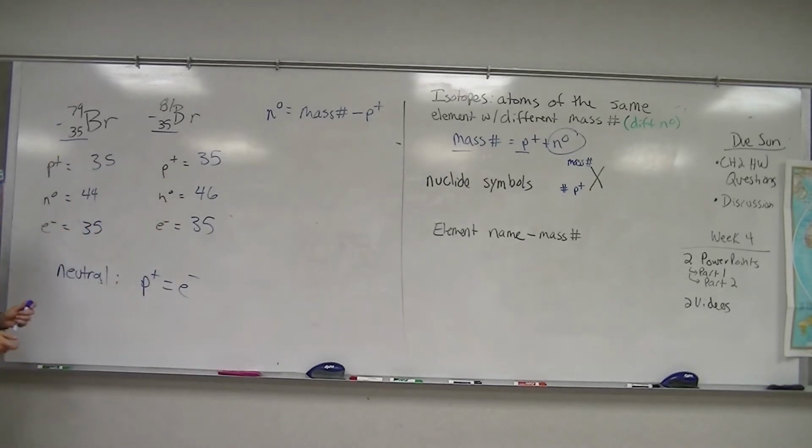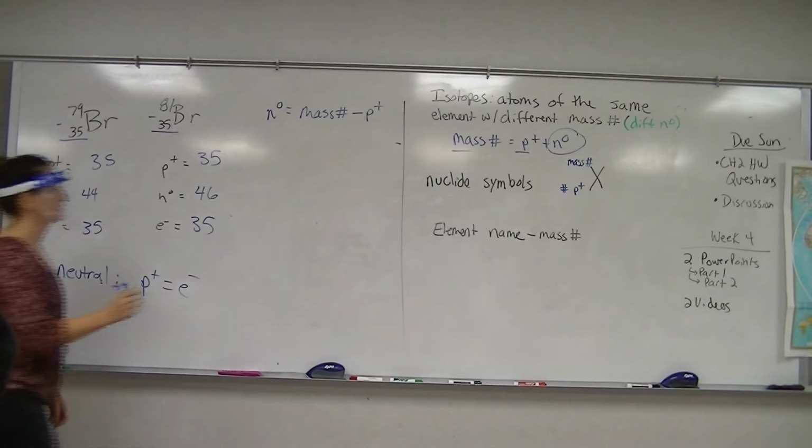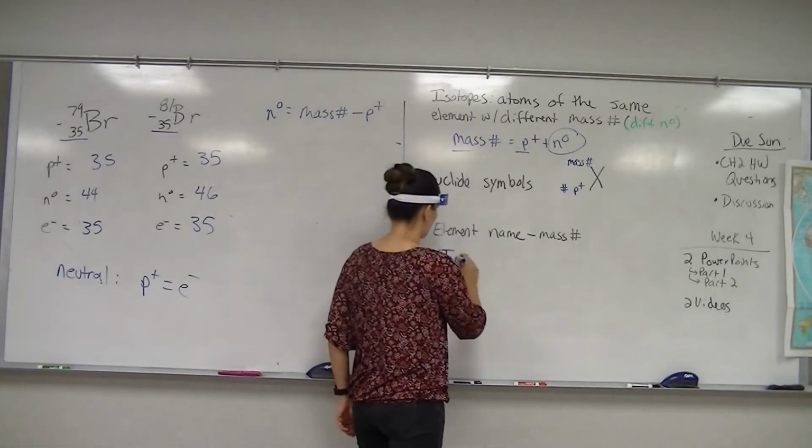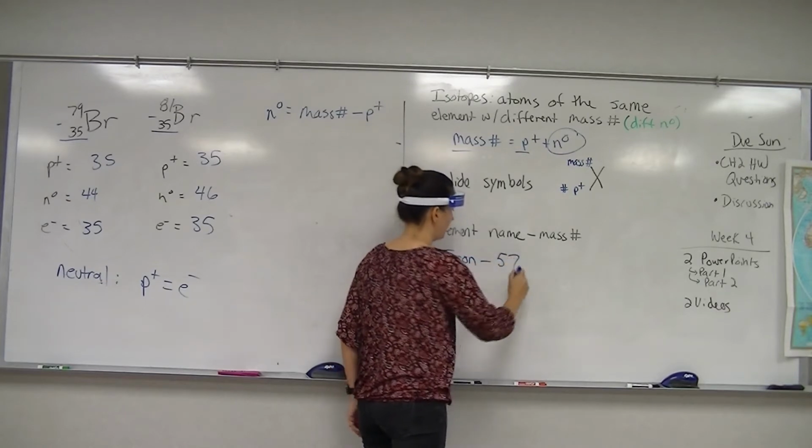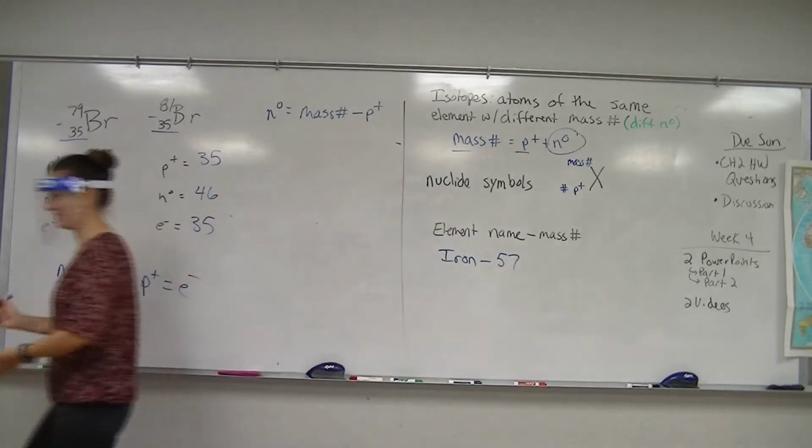Protons is called the atomic number. They are used interchangeably, so know both terms. If someone asks for protons, what they're asking for is the atomic number. If someone asks for atomic number, what they're asking for is the protons.